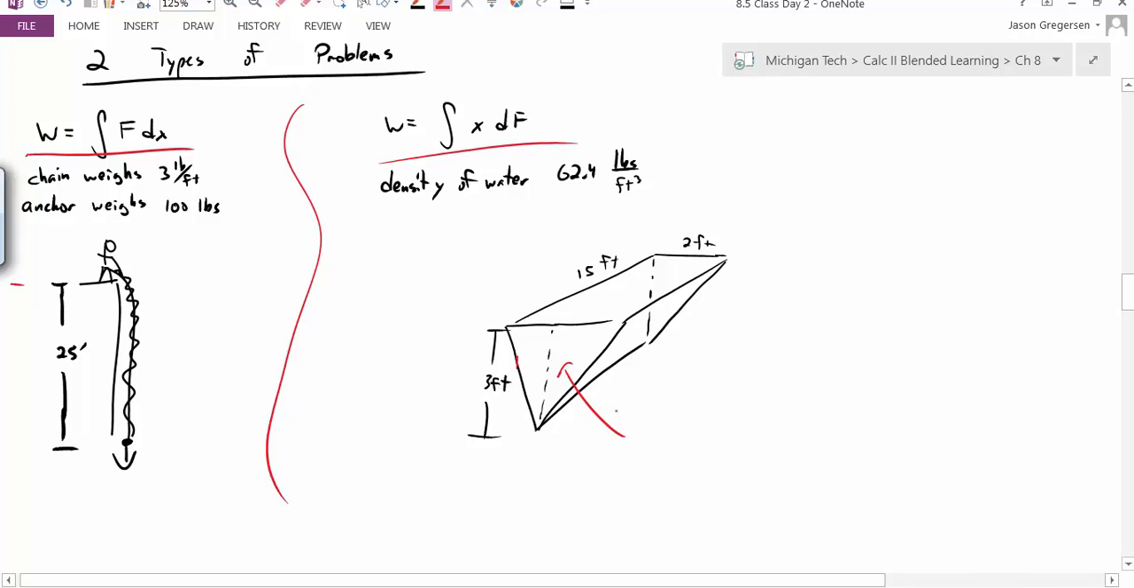So I'm trying to find out how much work it takes to empty the tank. It's full of water. I've got to pump all this water out, and so I've got to figure out how much work it takes to pump it out.